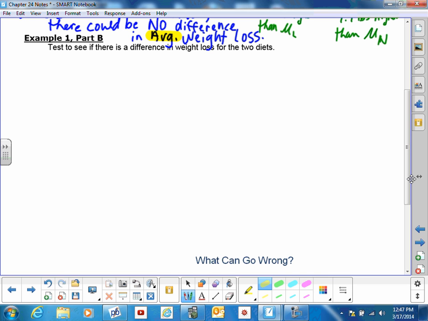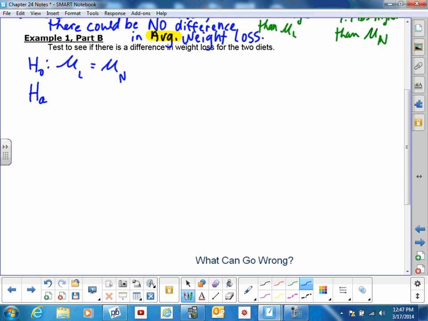Okay. Here we go. Now we test to see if there is a difference. Okay, so we've done the P, we need the H. We're doing the PHANTOMS model. So what's the H? The hypothesis statement. What's the null hypothesis? That they are equal. Okay, in other words, no difference between them.